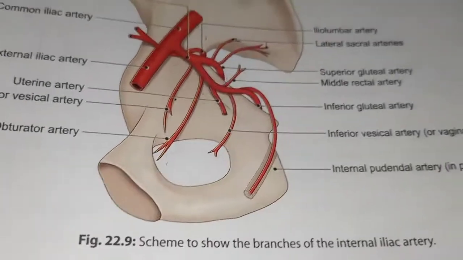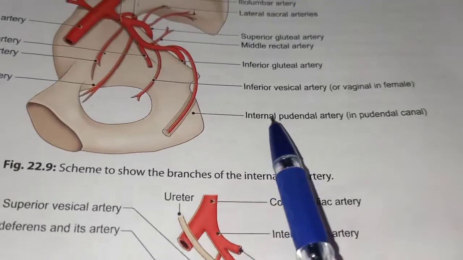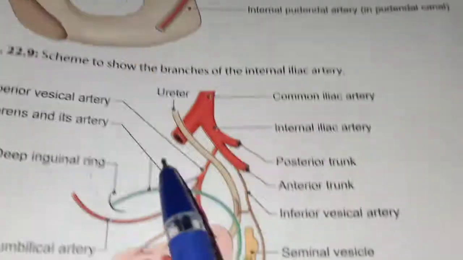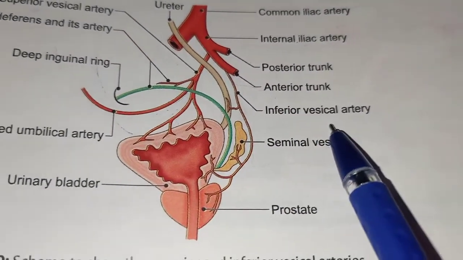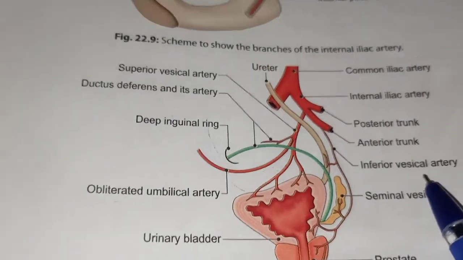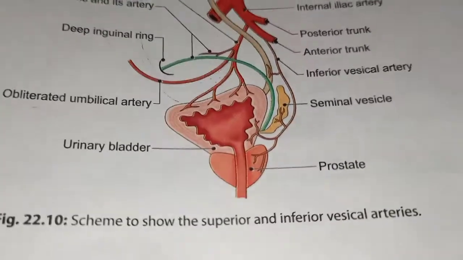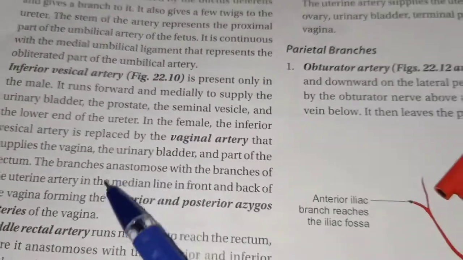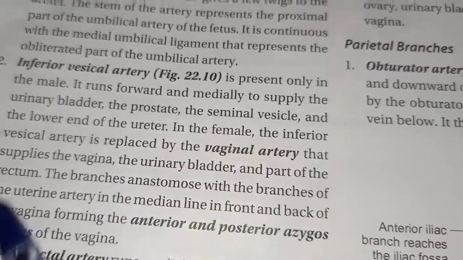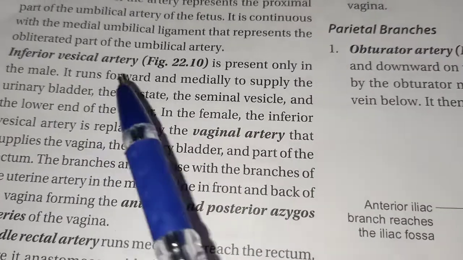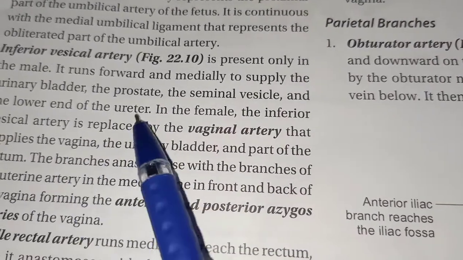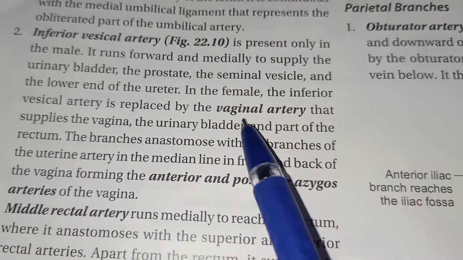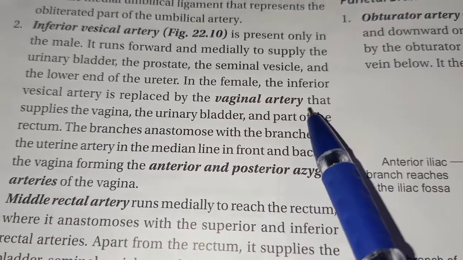So this was about the inferior vesical artery, or the vaginal artery in females. Clear? The inferior vesical artery is present only in males, and it supplies the urinary bladder, prostate, seminal vesicle, and the lower end of the ureter. In females, it is known as the vaginal artery.